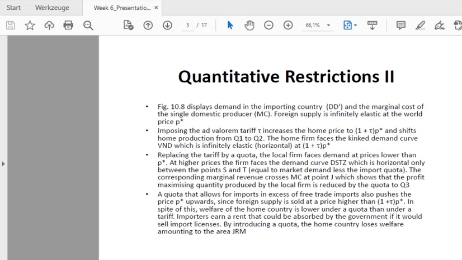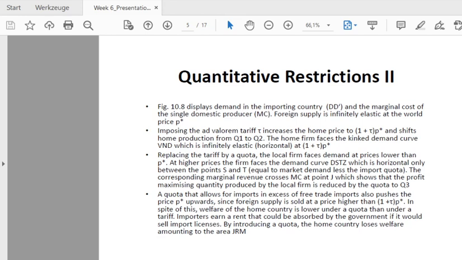So again, if we introduce a tariff, home production increases from Q1 to Q2. If we introduce a quota, then the production of the home firm is reduced to Q3 and substituted by imports. A quota that allows for imports in excess of free trade imports also pushes the price above P star, since foreign supply is sold at a price higher than P star multiplied by (1 plus tau). In spite of this, welfare of the home country turns out to be lower under a quota than under a tariff. Importers earn a rent that could be absorbed by the government if it would sell import licenses.